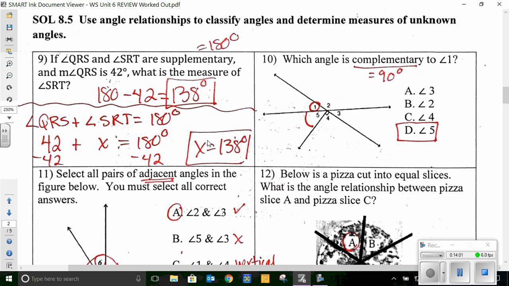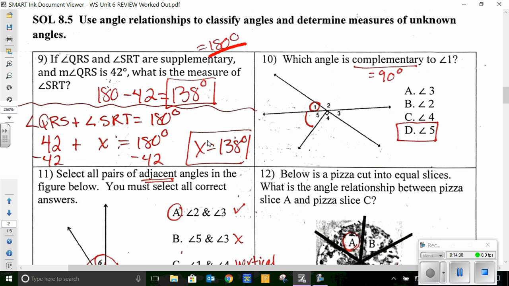Okay, now we're talking about using angle relationships, so make sure that you're remembering those words. Remember, we have words supplementary, complementary. Those talk about the measurements together equaling 90 or 180. They cannot be both. If you check that it's supplementary, it cannot be complementary. So right here, that's exactly what we're talking about. It says if angle QRS and angle SRT are supplementary, you can see I wrote up here, equals 180 degrees, and the measure of angle QRS is 42 degrees, what is the measure of angle SRT?